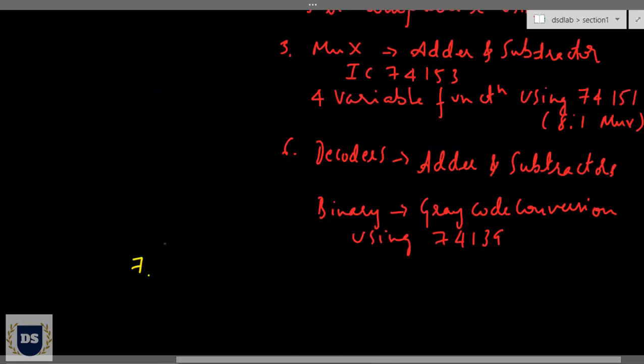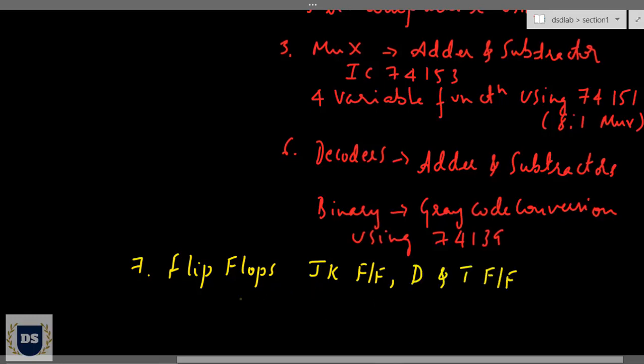In your experiment number 7, we'll be realizing flip-flops, which form the basic building block of memory elements. So under flip-flops, we'll be realizing JK flip-flop, as well as D and T flip-flops, and we'll be doing all of this using NAND gates, and we can also implement these using NOR gates.